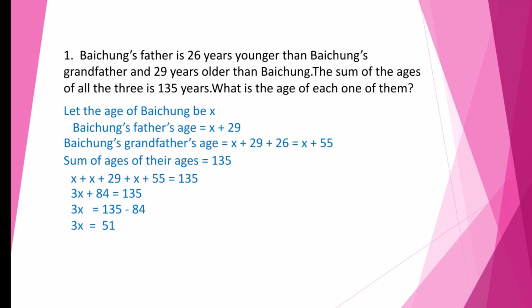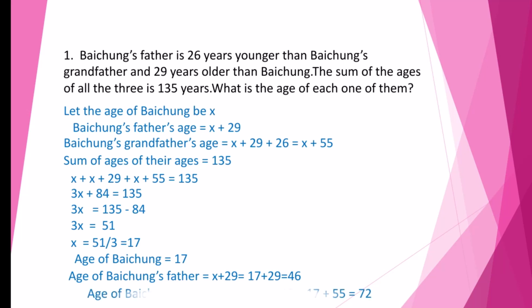Again, we can use the transpose method. 3x is equal to 135 minus 84, transposing 84 to the RHS. So 3x is 51, and x is equal to 51 divided by 3, which is 17. So the age of Baijung is x, that is 17. Baijung's father's age is x plus 29, that is 17 plus 29, which is equal to 46. Then Baijung's grandfather's age is x plus 55, that is 17 plus 55, which is equal to 72.